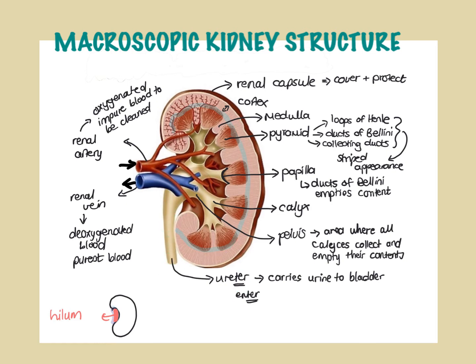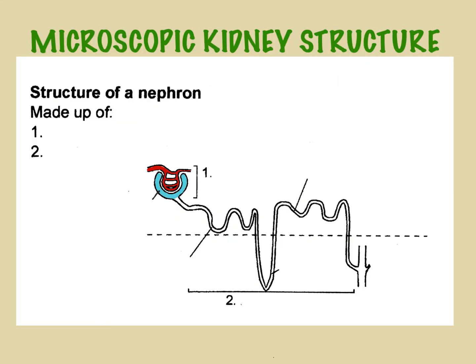We're going to focus a bit more on the microscopic structure of the kidney. So we're going to zoom in on one of these areas over here to look at what gives the pyramid the striped appearance. And the microscopic kidney structure looks at structures called nephrons. So this is a diagram of a nephron. It's quite a spread out nephron.